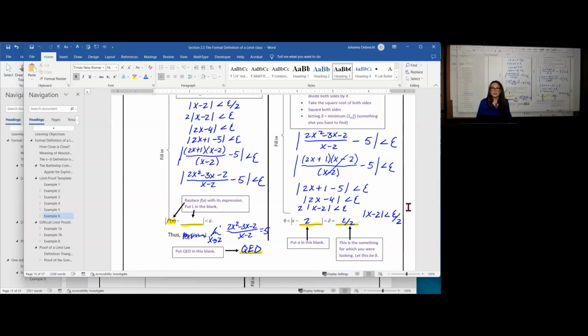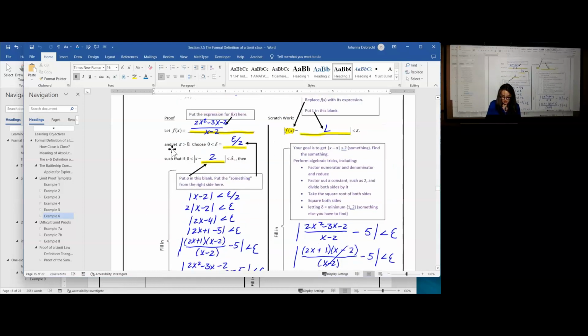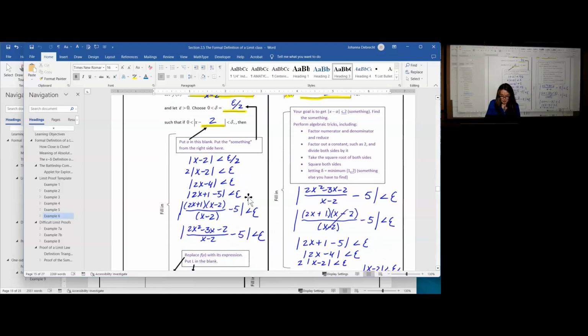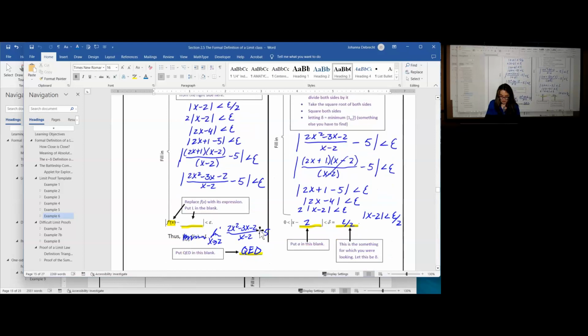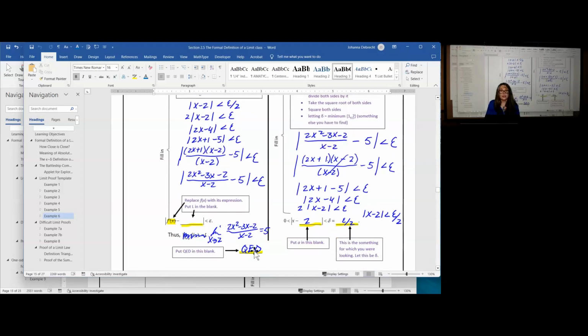All of that is scratch work. I haven't done any of the proof yet. Now I start the proof. Let f of x equal that rational function, and let epsilon be greater than 0. Choose 0 less than delta equal to epsilon divided by 2, or something smaller, such that if 0 is less than the absolute value of x minus 2 less than delta, then, and now you write the steps that you followed on the scratch work side in the reverse order, ending with the function minus the L value. Then you restate the limit and write QED.